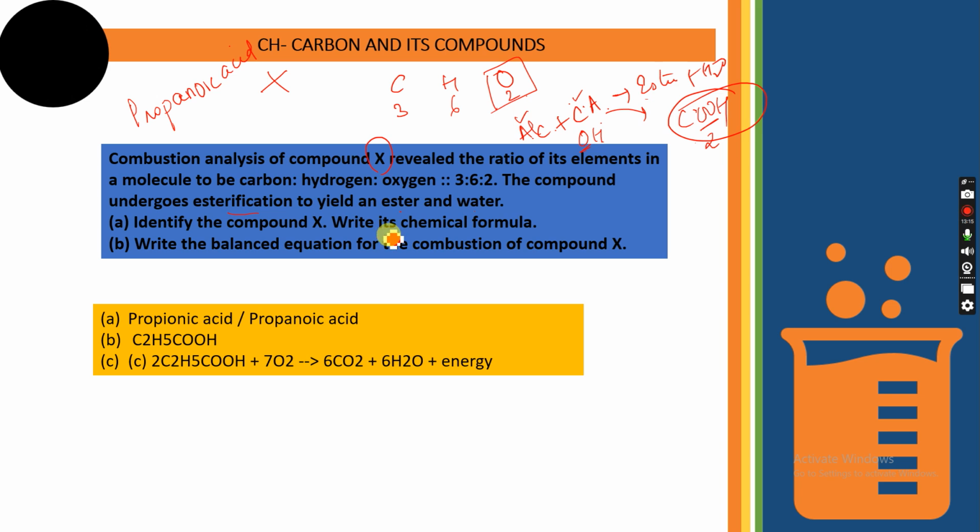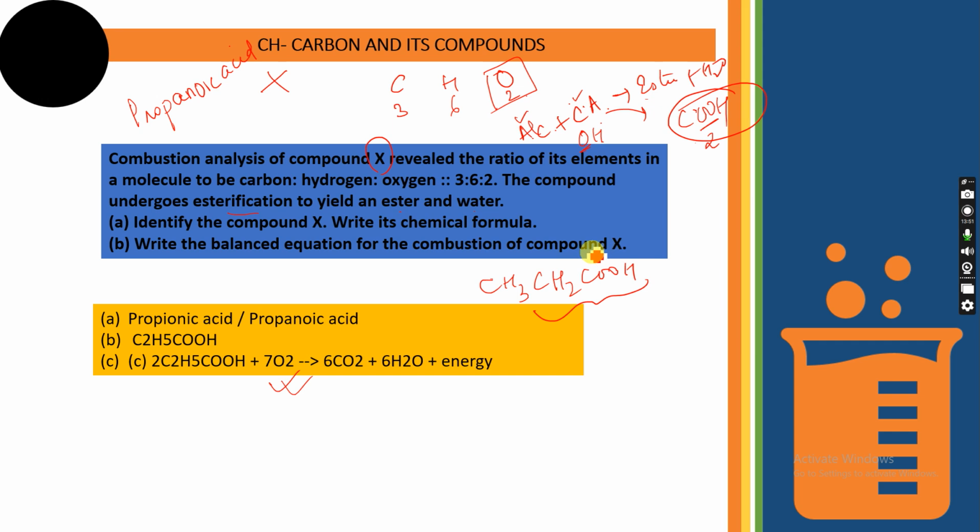So the formula is CH3CH2COOH. Okay, this is propanoic acid. Since they have asked for the chemical formula, you'll write the condensed formula. No need to go for the structure, the expanded form. You can write the expanded form, but they have asked only the formula, so you can go for this. You can write it like this, or you can write C2H5COOH. Both are correct. Okay.